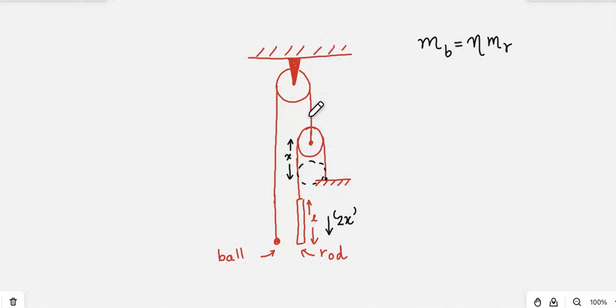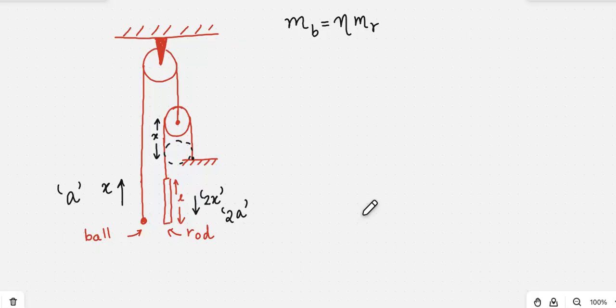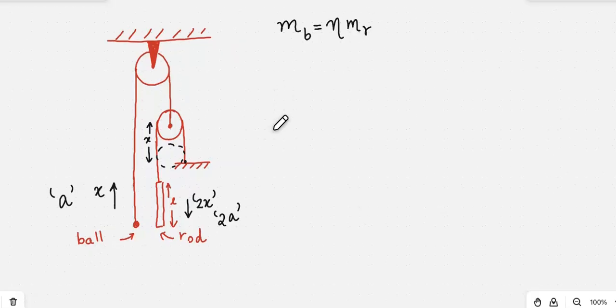Now the ball will go downwards or upwards. The ball will go upwards because the pulley has gone down, so this ball will go upward. But the ball will go upwards by x amount. Why? Because this pulley is attached to this string, so the string will go upwards by x amount. The acceleration of the ball, if it is a, the acceleration of the rod is 2a. So I double differentiated this displacement, the 2x and x. Okay, right.